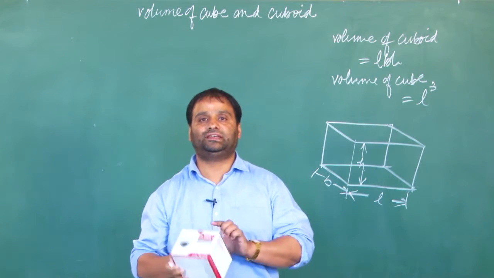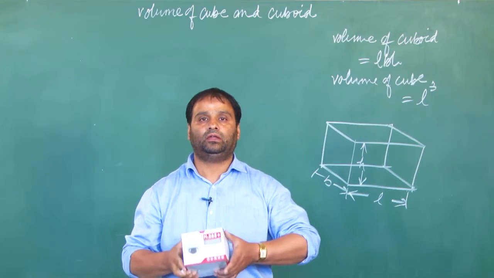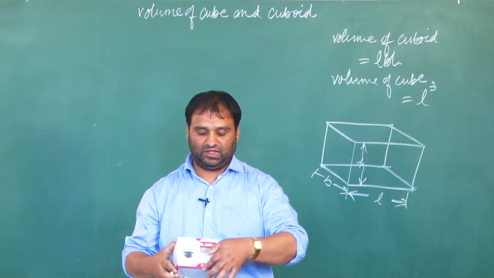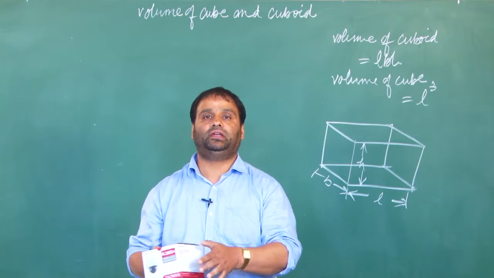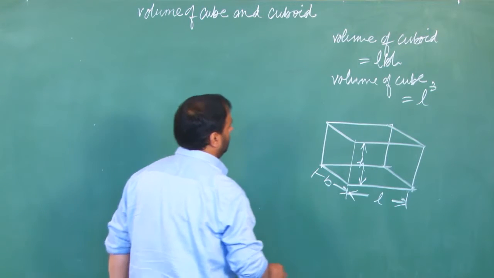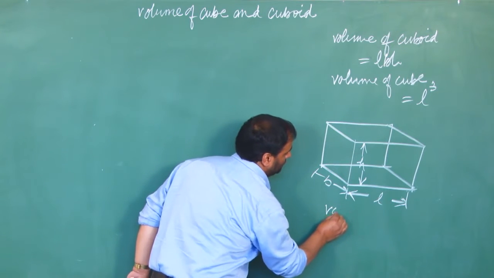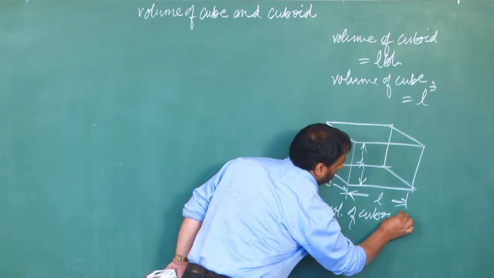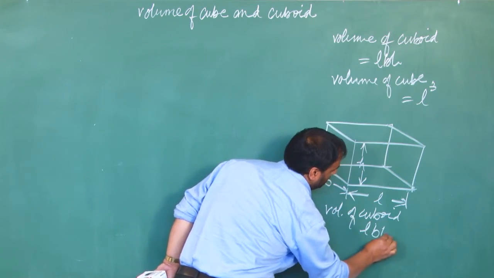We have the 6 surfaces on that with varied length and breadth. This is the length, this is the breadth, and this is the height. And to find the volume of the cuboid, we have to find the product of its dimensions. Volume of cuboid is length into breadth into height.